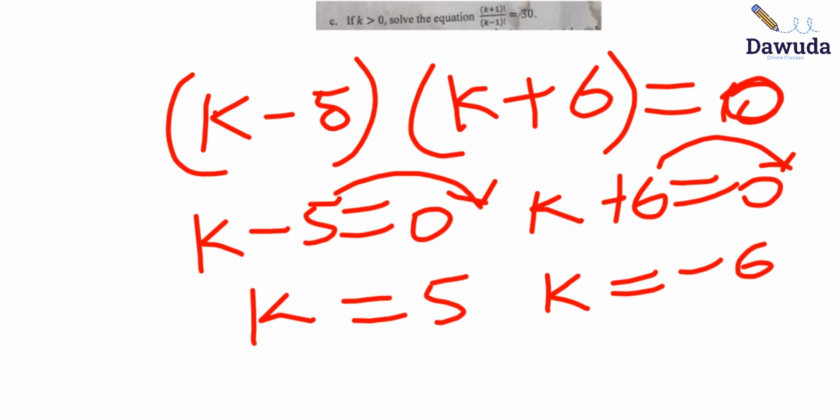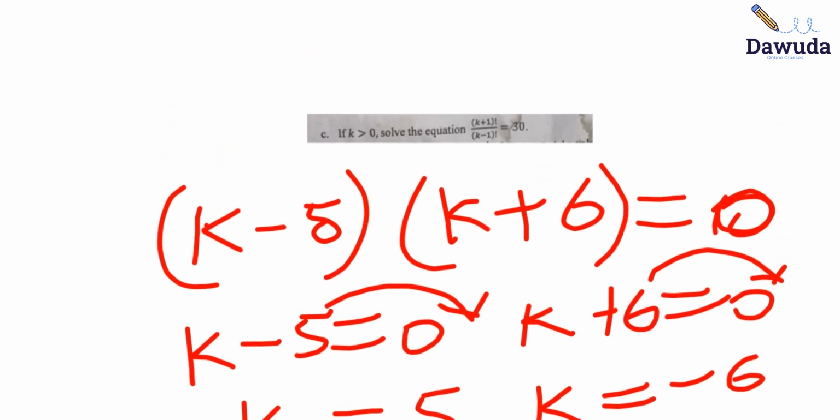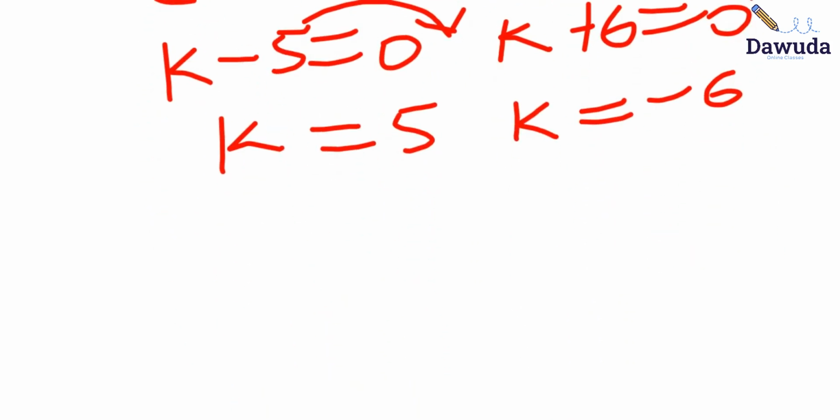But let's make reference to the question again. It says k is greater than 0, so k should be positive. It's a condition that k should be positive. So the final answer will be k is equal to 5 and not k is equal to negative 6. The final answer is k equals 5 because the question states that k is greater than 0, which is positive.